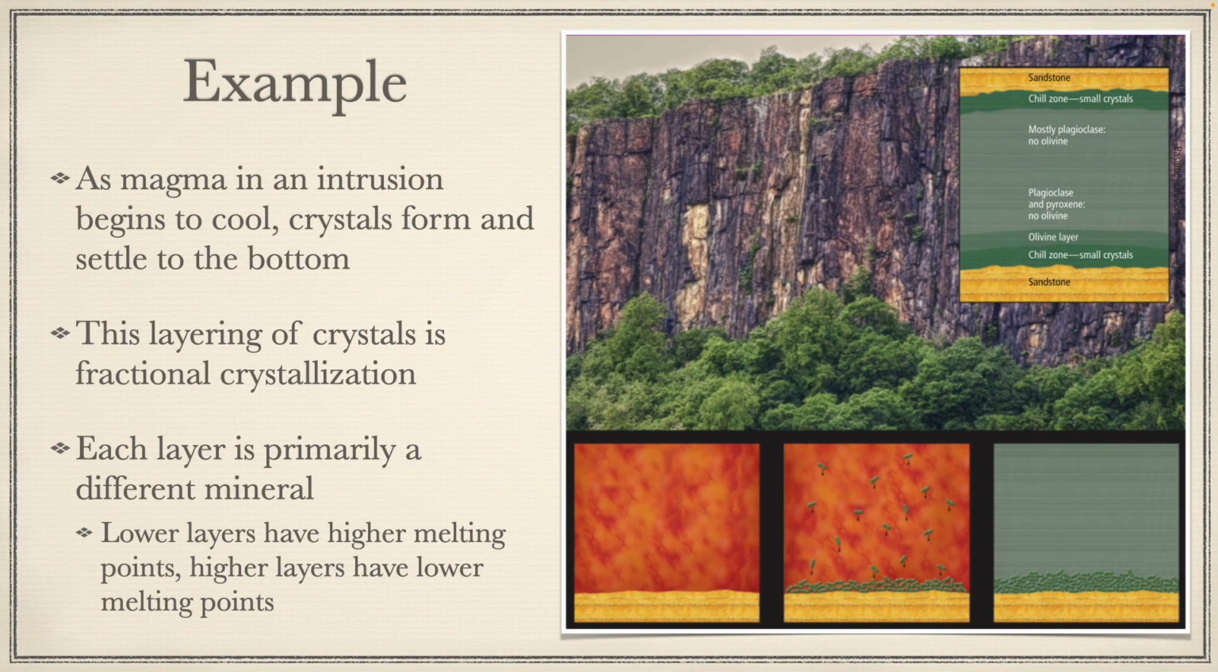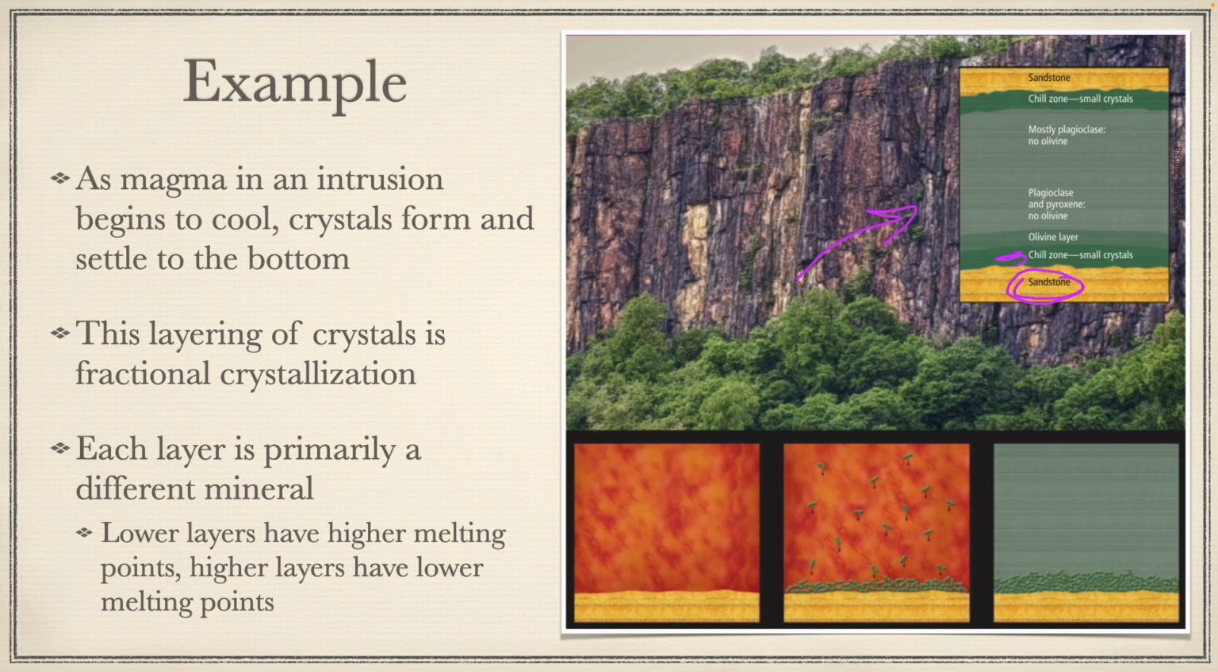So as an example here, as magma in an intrusion begins to cool, crystals form and settle to the bottom. Okay, so that's kind of what's happening here. You actually have this layer of sandstone here, and what they call the chill zone. We have these small crystals. Basically, the sandstone is there. This magma gets injected into this area, and where it comes into contact with the sandstone, it may cause some metamorphism and stuff like that, but that cools those crystals down. You get very small crystals there.